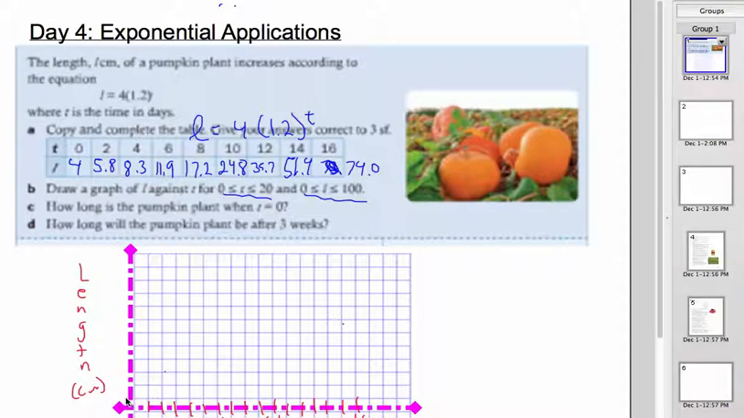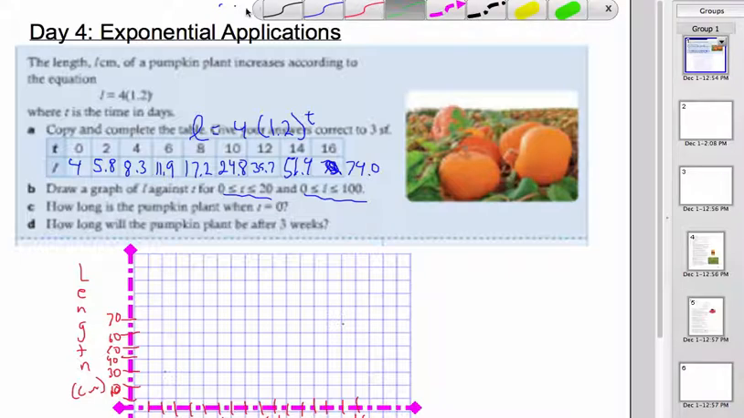We want to go up to about 74, so maybe go by tens: 10, 20, 30, 40, 50, 60, 70. Okay, we'll go up in tens. That's 10 right there, 20, 30. So you can fill in some values there. Okay, now I'm going to plot these points. The y-intercept's 4, so that's below 10. That's going to be around right there.